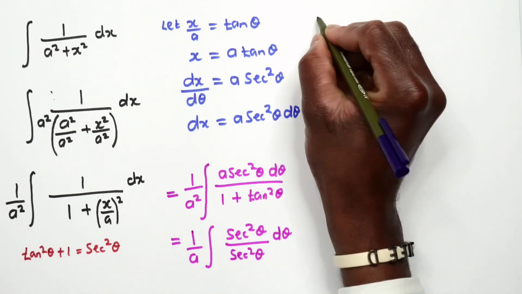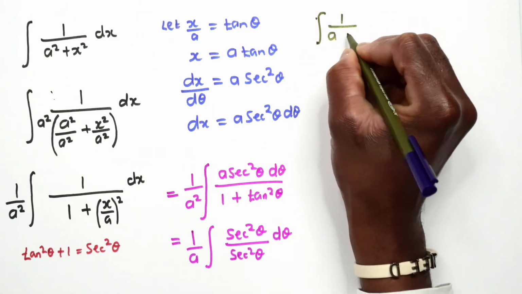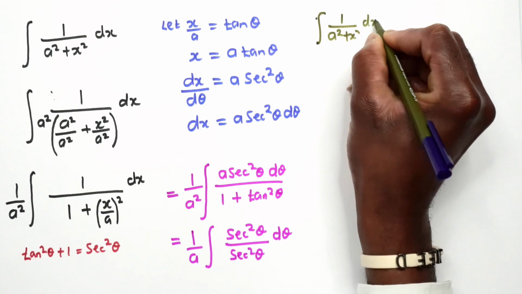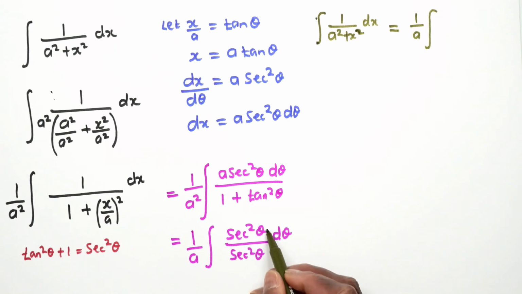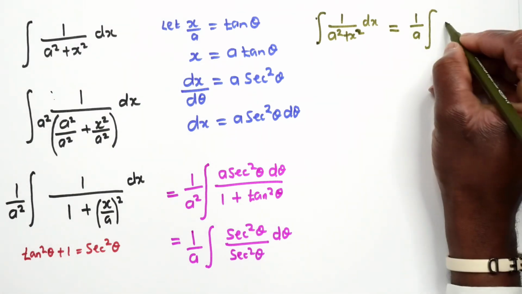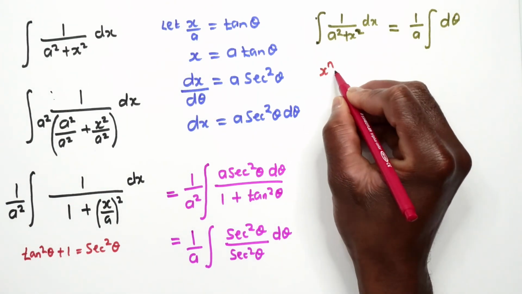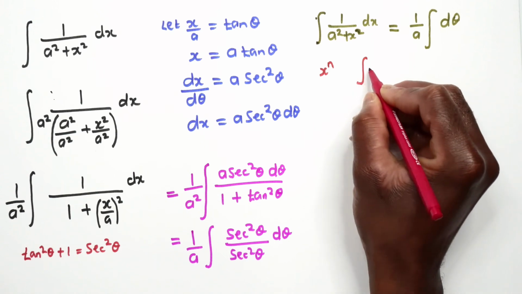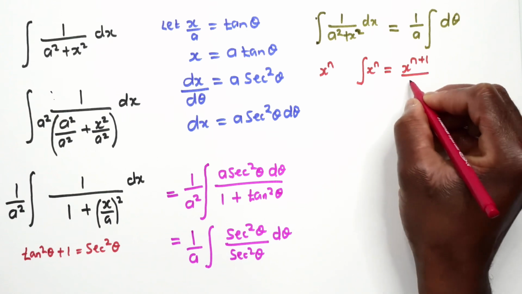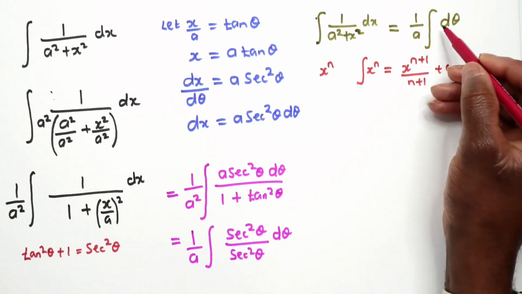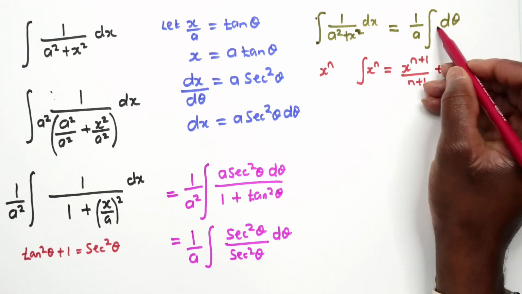Finally, the integral of 1 over a squared plus x squared dx can now be written as 1 over a integral of sec squared theta over sec squared theta, so I get d theta. When integrating x to the power of n, the integral is always x to the power of n plus 1 over n plus 1, plus c. Now, there is no theta here, but the x is theta in this case. There is a 1 here, so I can put 1 there.